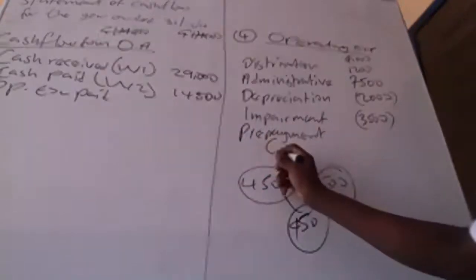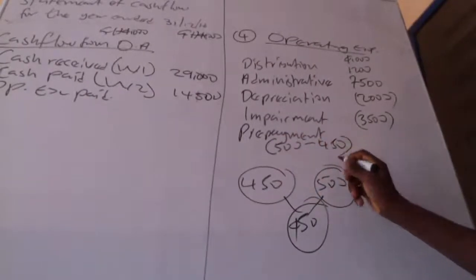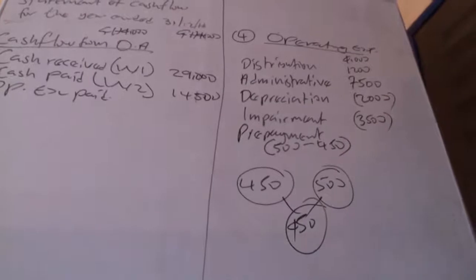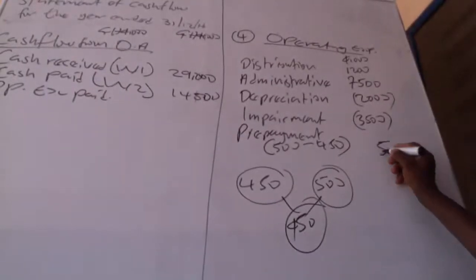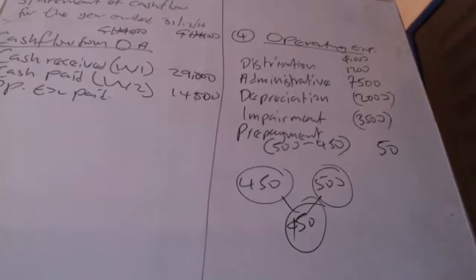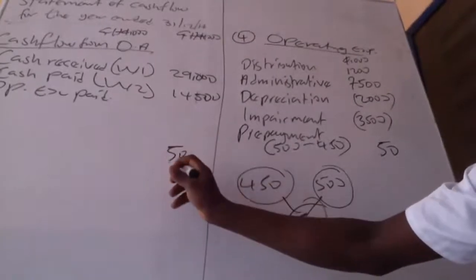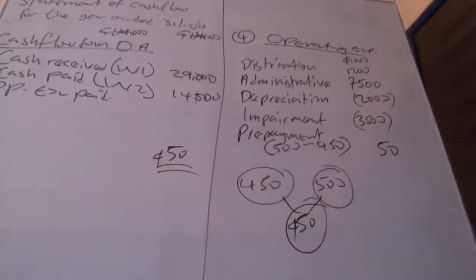Then you do your workings. 500 less 450. Good. So yes, it's an additional expense, so we add 50. Yes, you have to add it back because we paid. Good. There's a prepayment, take note. Assuming that during the year they paid admin by 50.